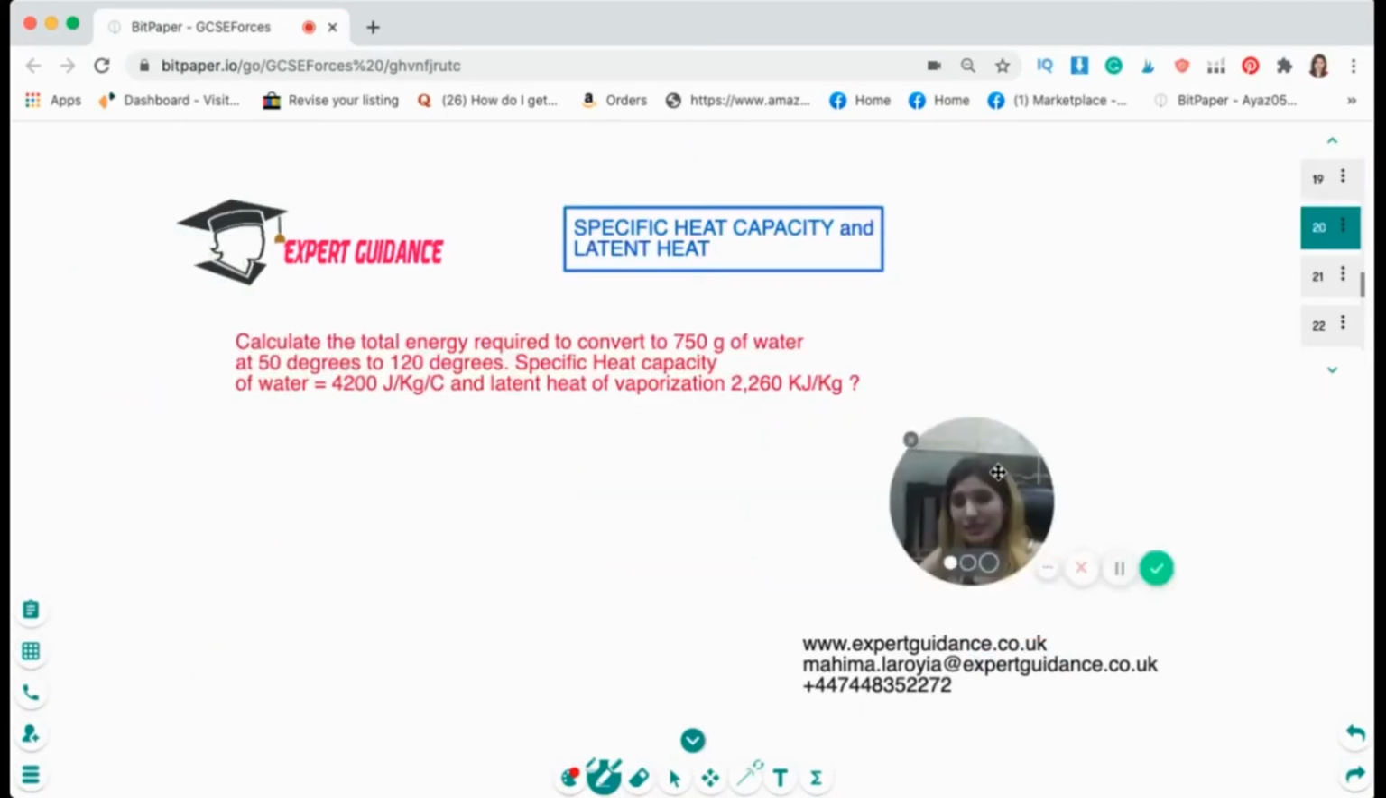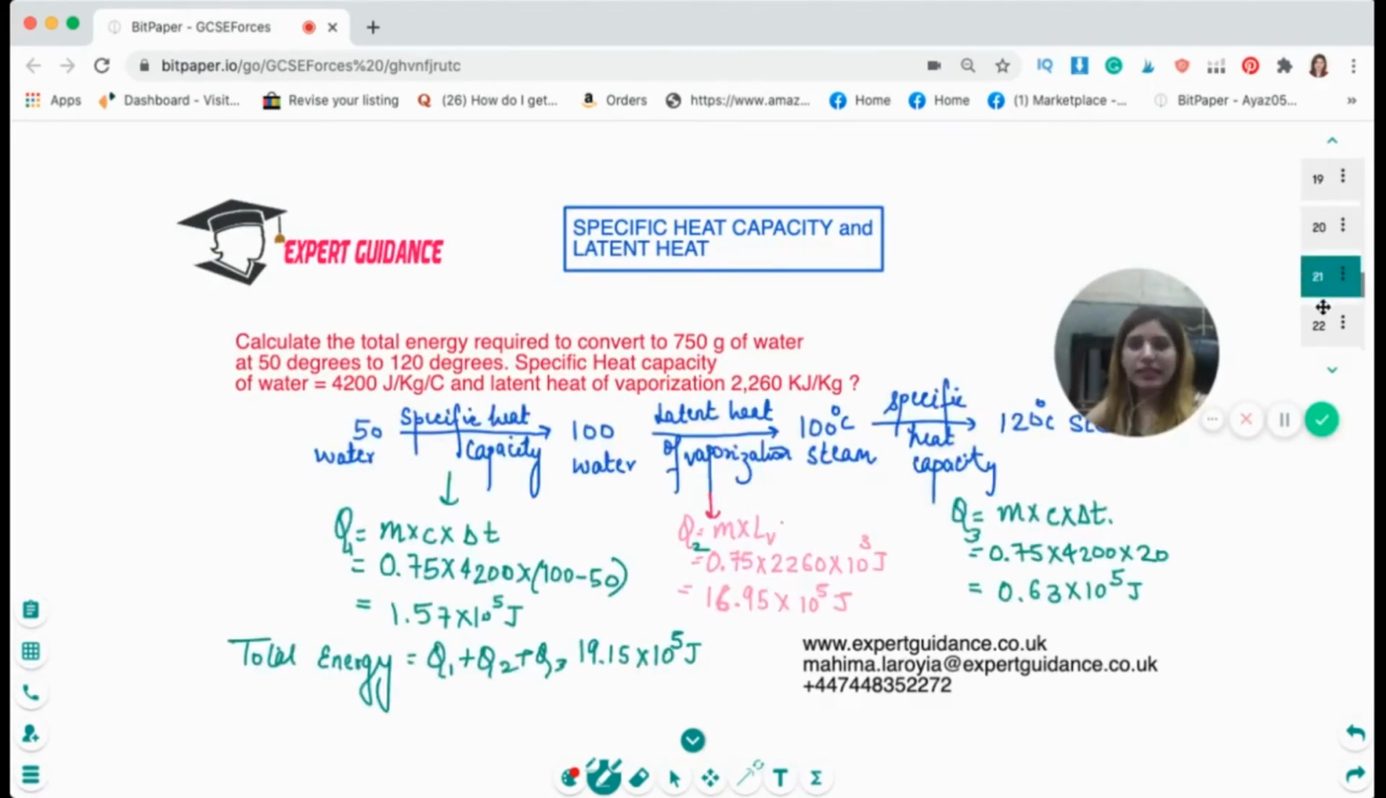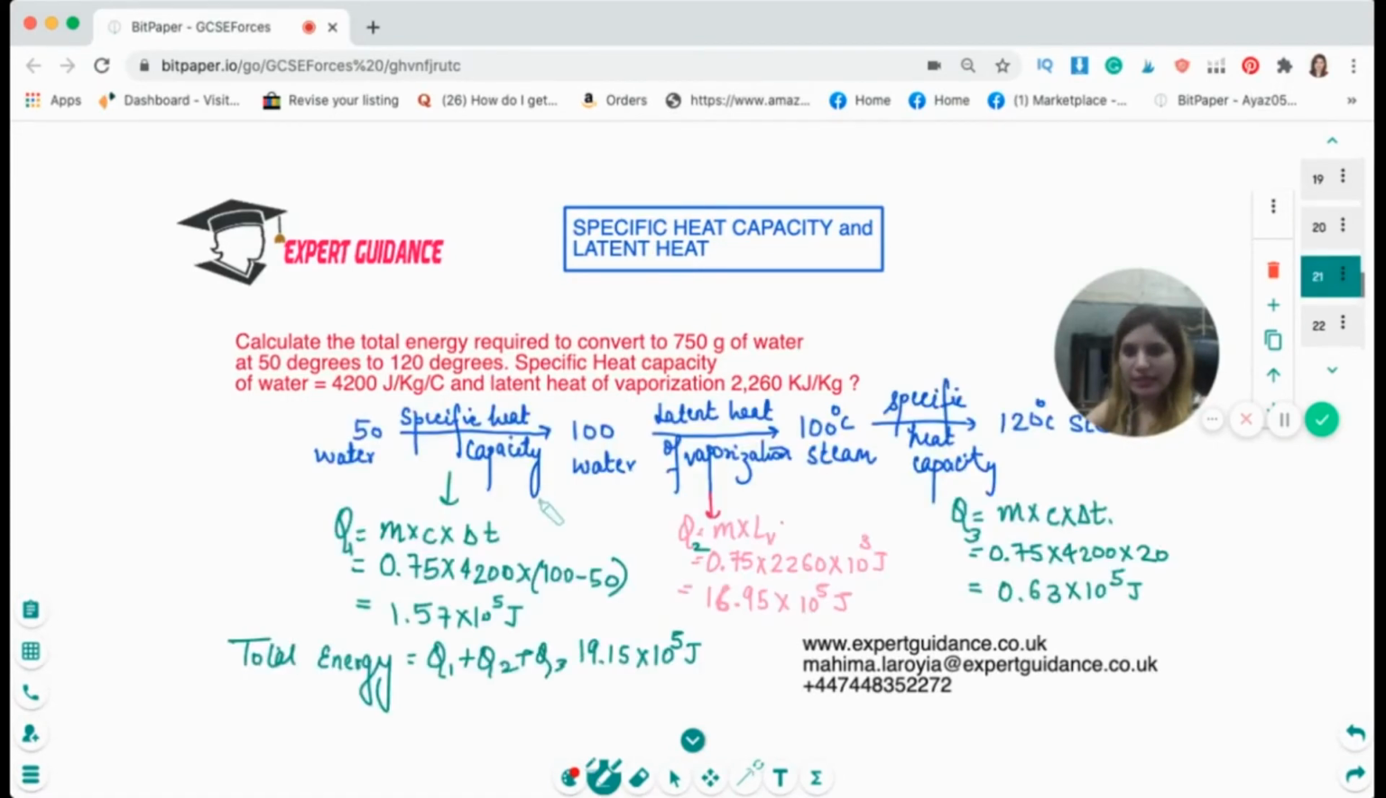Okay. Similarly, we have the specific heat capacity and the latent heat combined questions. So let us look at this question. They say calculate the total energy required to convert 750 grams of water at 50 degrees to steam at 120 degrees, and they have given you the specific heat capacity of water and latent heat of vaporization. You can pause this video, have a go at this question, and come back and check the answer.